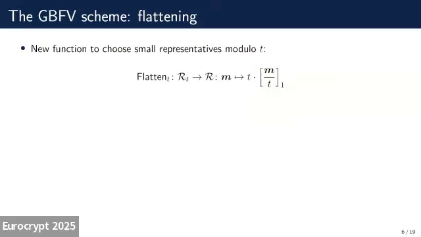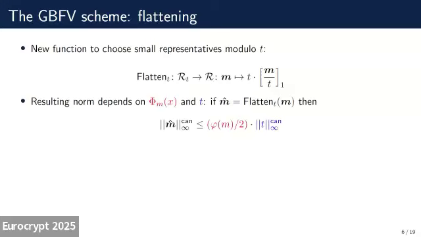One important functionality that we need in our generalized scheme is a function that chooses small representatives mod t, and for this we introduce this flattening notation here. When we analyze the output norm of flattening, we see that it depends on two things. On the one hand, there is this red factor. This basically depends on the cyclotomic ring that we use. And then there is this blue factor. This blue factor represents the size of the plaintext modulus. So from this inequality, you can already see why we want to use plaintext moduli of small norm, since if this blue factor is smaller, then the output of flattening will also be smaller. And this will be advantageous to our scheme.